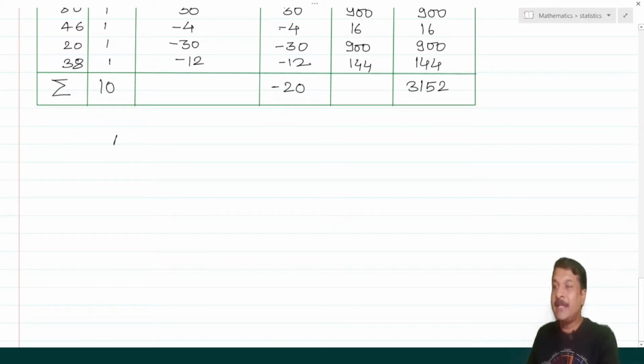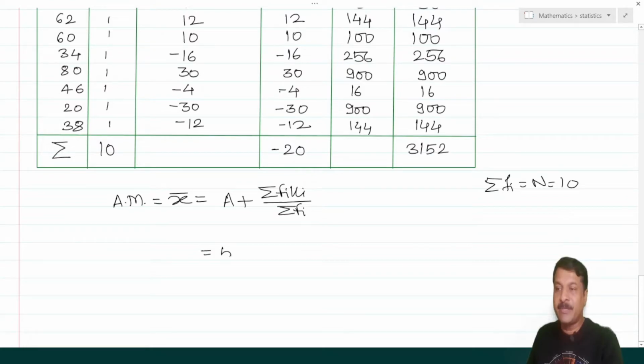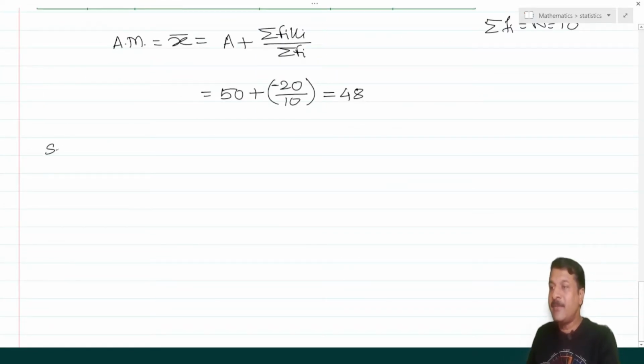So first I am getting arithmetic mean, that is nothing but x bar. It is a plus summation of fi ui upon summation of fi. Actually, in this case, summation of fi is nothing but n, means 10 total matches. So here the assumed mean, what we consider same, that is 50. Summation of fi ui is minus 20 by 10. So what is the x bar? It is 48.